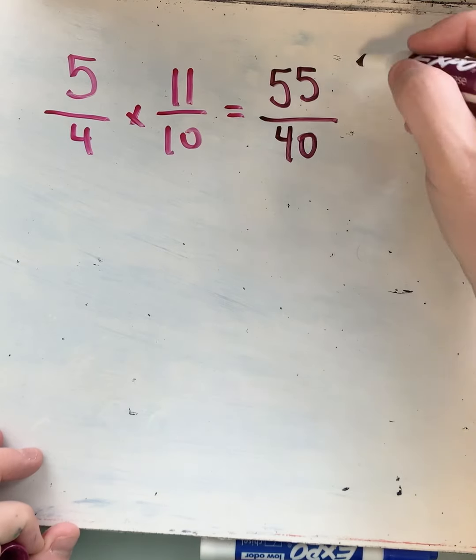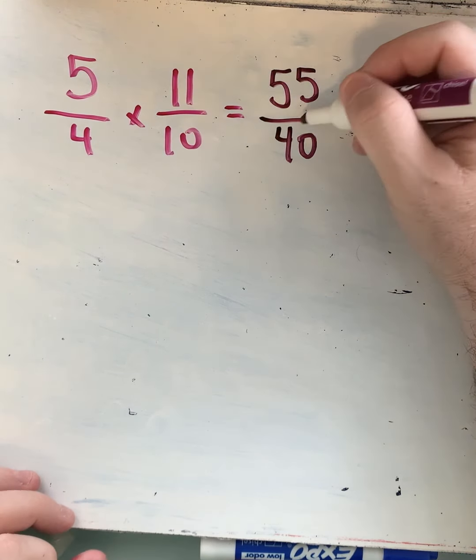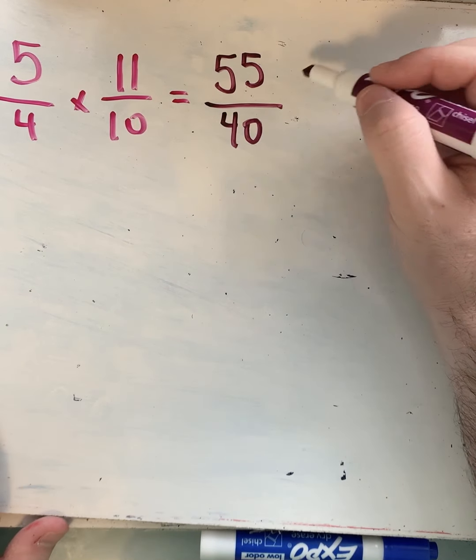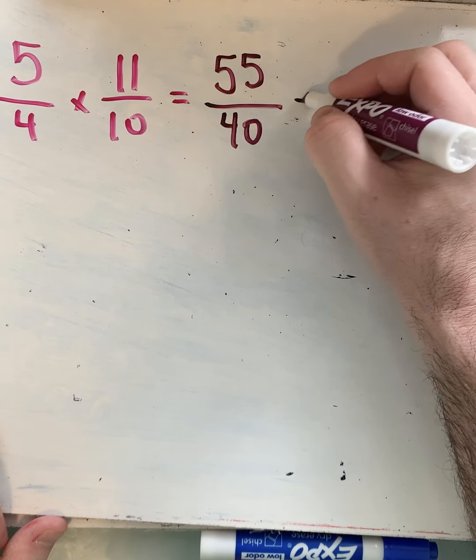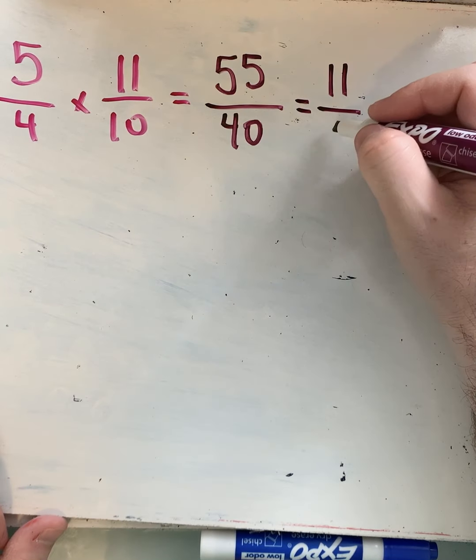Now again, I could say, I'm happy with this answer, but I know that numbers can go into it because I see a 5 and a 0. I know 5 can go into it. So 5 goes into 55. It goes 11 times. And 5 goes into 40 8 times.